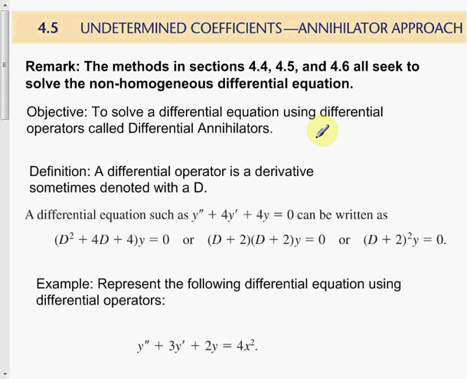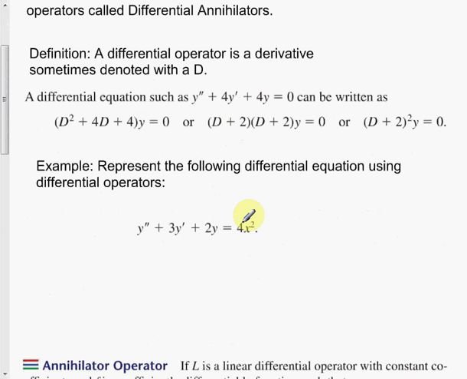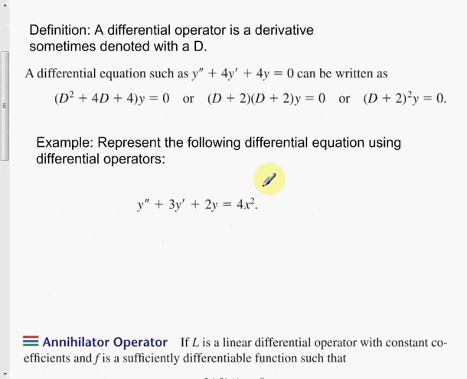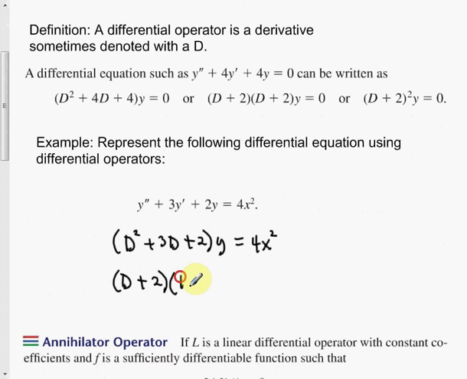So let's see if we can put that together in pieces. So here, represent the following differential equation using differential operators. So this is simply parentheses D squared plus 3D plus 2 operated on y is equal to 4x squared. Now, if you can factor, factor. If not, leave it alone. So we can factor that: D plus 2 times D plus 1 operated on y is equal to 4x squared.